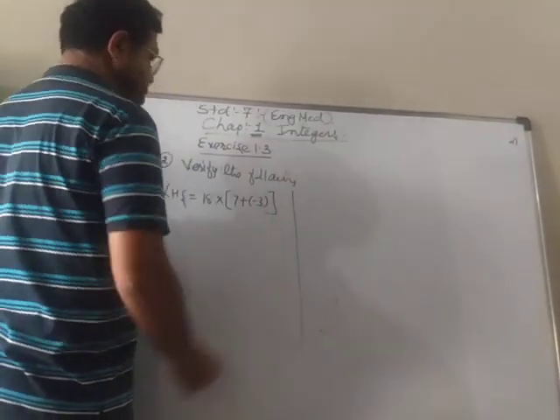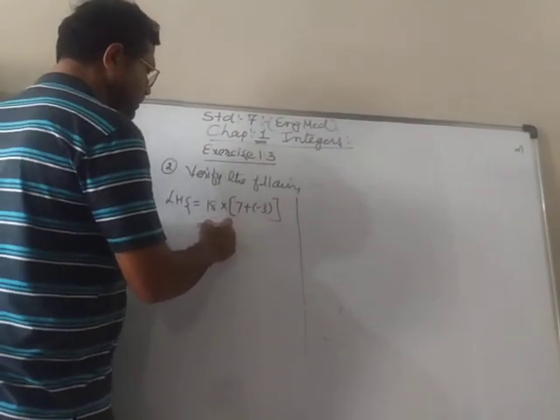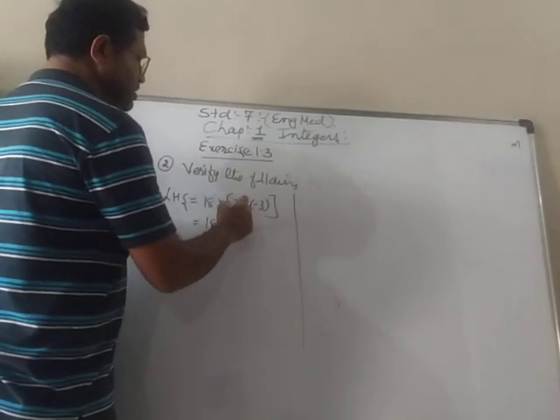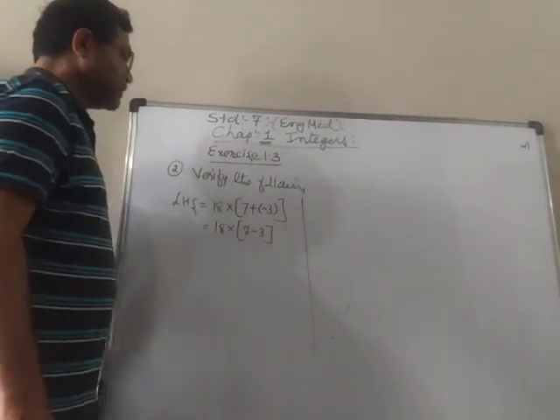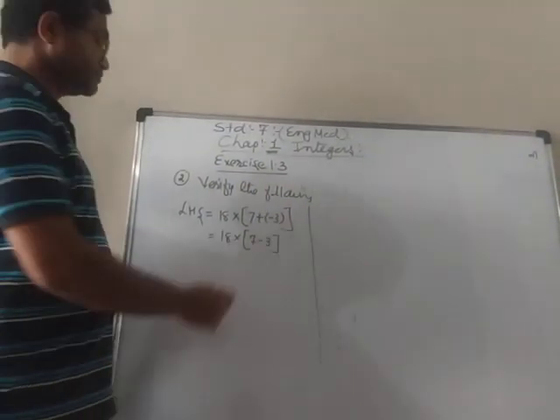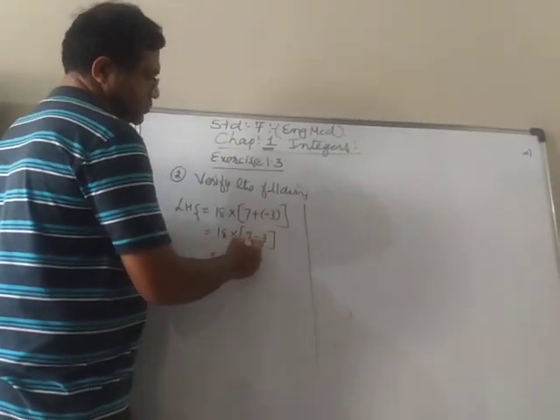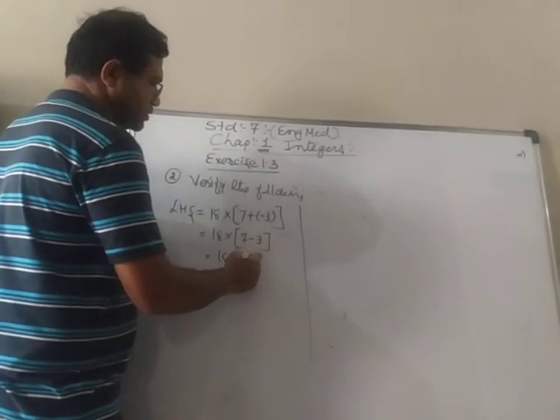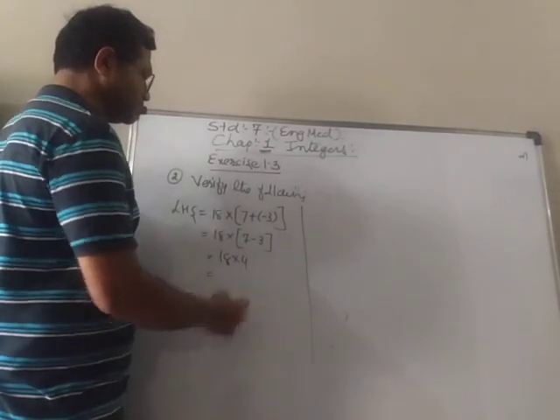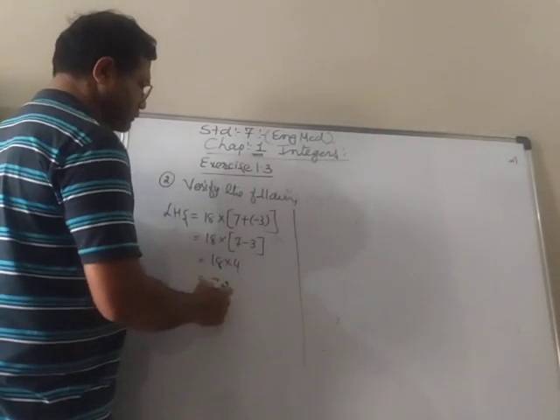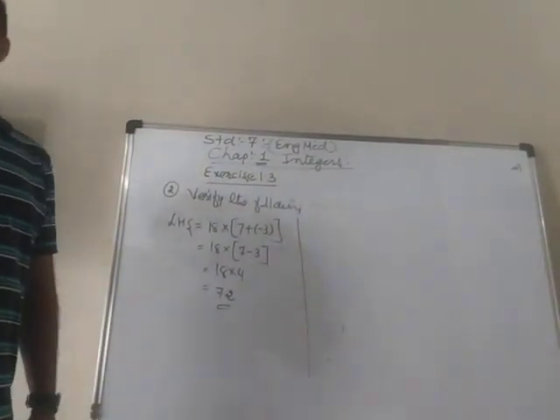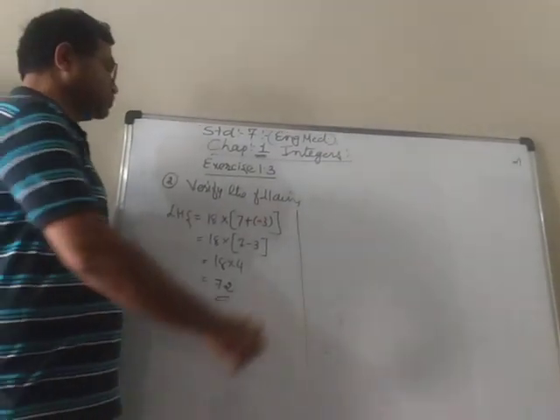That is your LHS. So here 18 multiplied by 7 plus minus 3. 7 minus 3 is 4. 18 4s are 72. So the answer of LHS is 72.